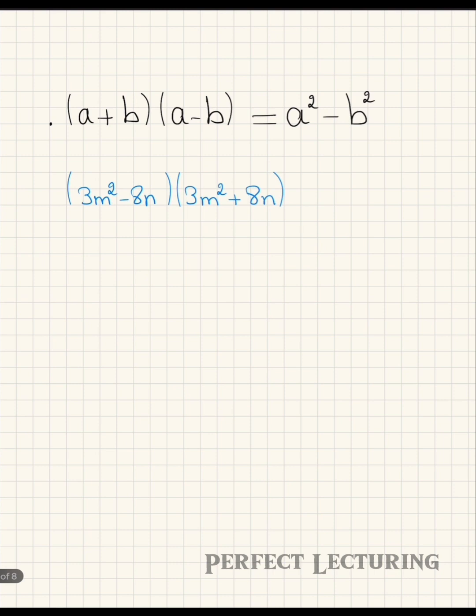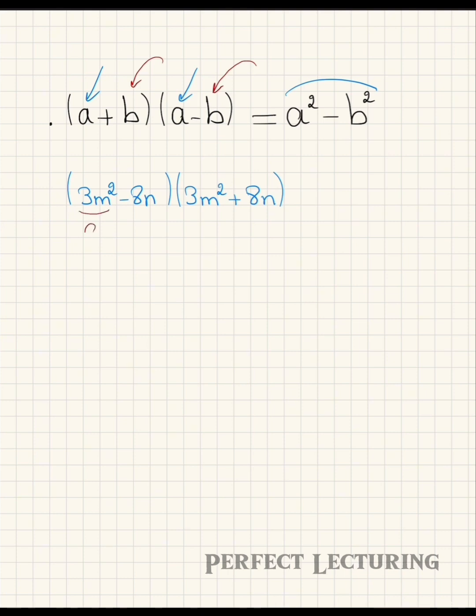Now, what if I have (a plus b) times (a minus b)? That is a difference of 2 squares, as you can see, a squared minus b squared. So the first term in the first factor must match with the first term in the second factor. And the second term in the first factor must also match with the second term in the second factor. And this is the case in our example.